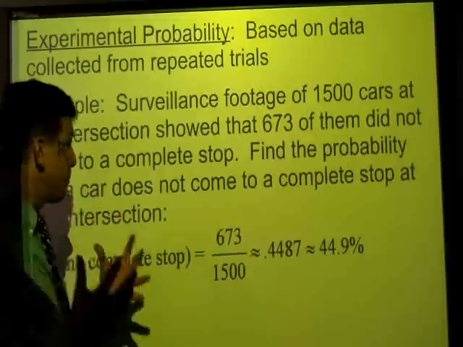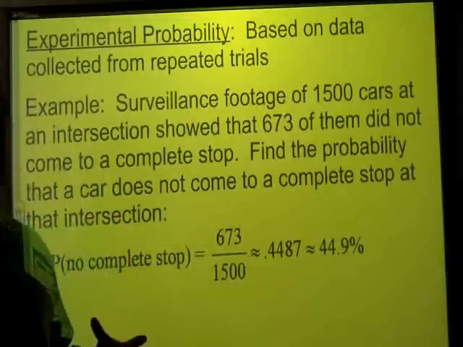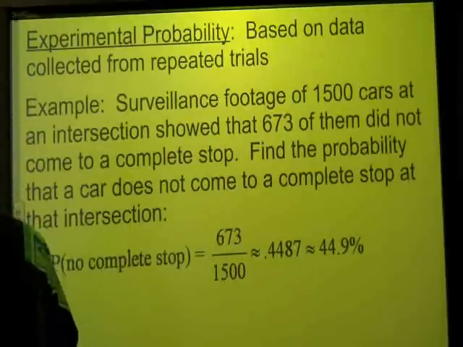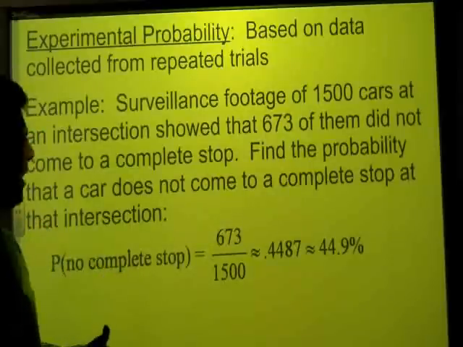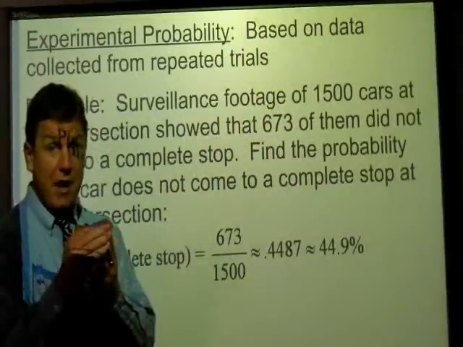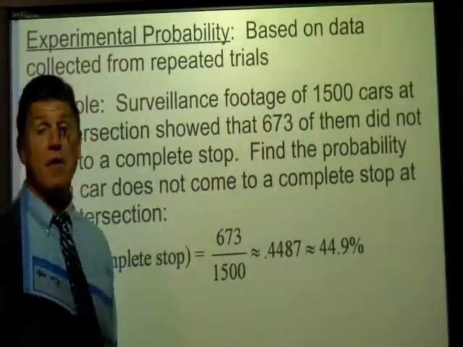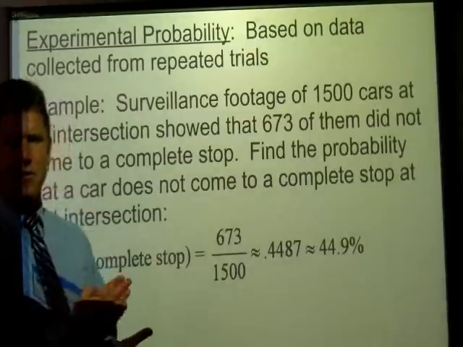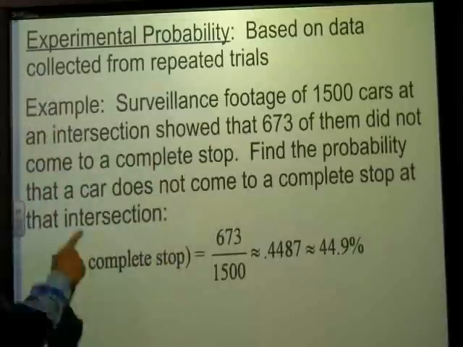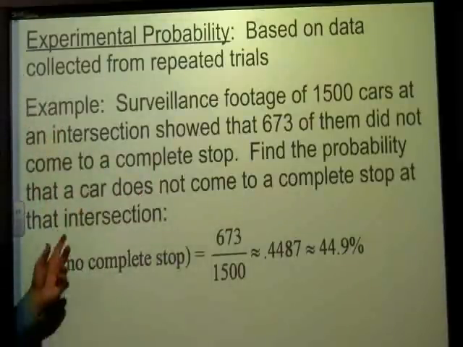Okay, so the purpose of this camera was to collect data. And over time, many days, weeks, whatever, depending on how busy the intersection is, they noticed that 1,500 cars came through this particular stop sign, and 673 of them did not come to a complete stop. They came to a rolling stop or whatever. Find the probability that a car does not come to a complete stop at that intersection.